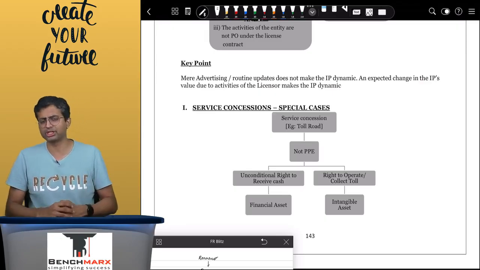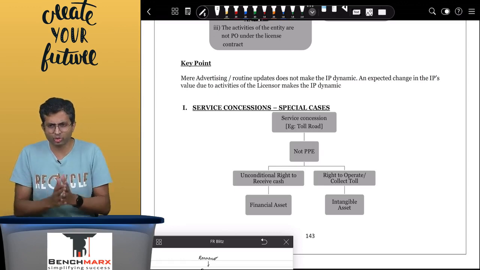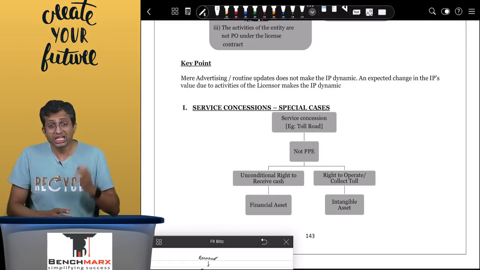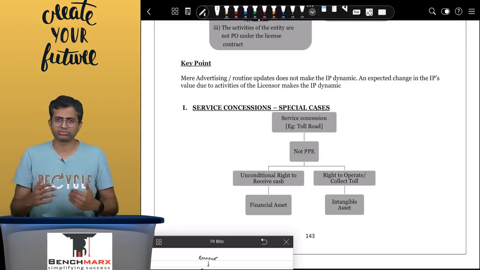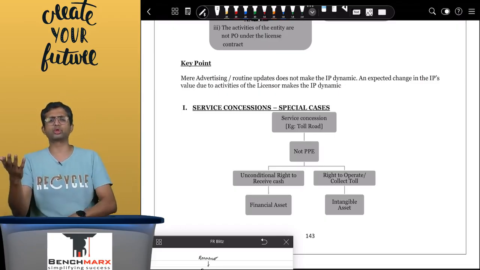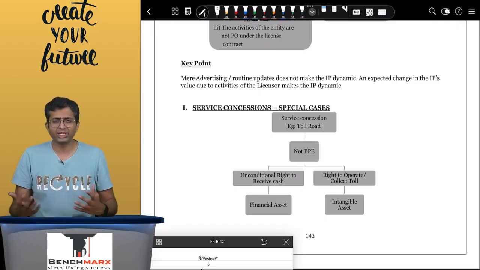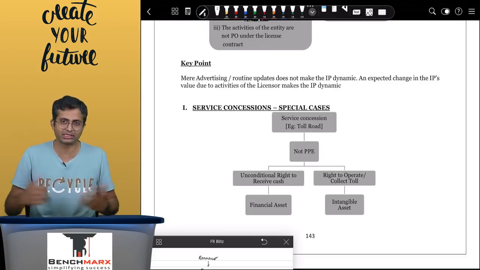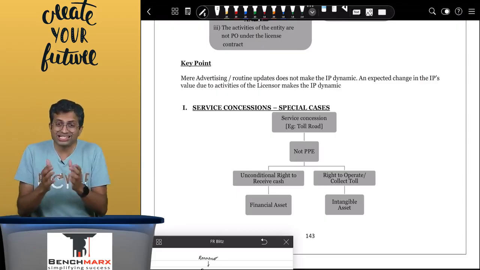Well, it depends on the nature of the agreement. If on account of that construction you have an unconditional contractual right to receive a fixed amount of consideration, let us say 1,000 crores, in which case this will be treated as a financial asset: financial asset account debit to construction revenue, to service revenue. However, if the government has not promised to give you an unconditional amount of cash, but the government says, well, the Indian public has a lot of money, I will give you the right to collect toll for a period of 40 years, now this is an intangible asset.